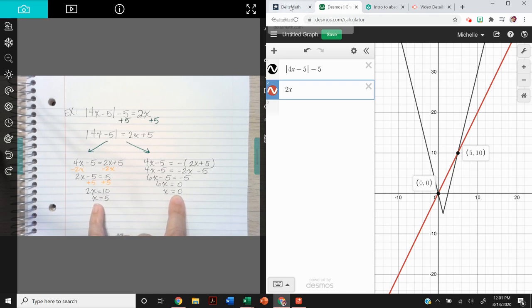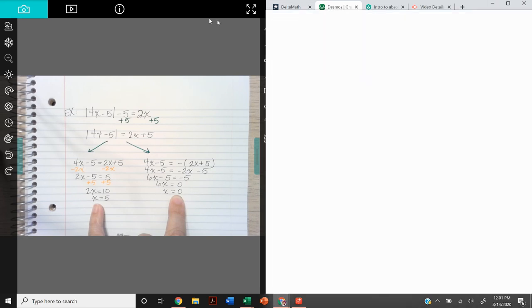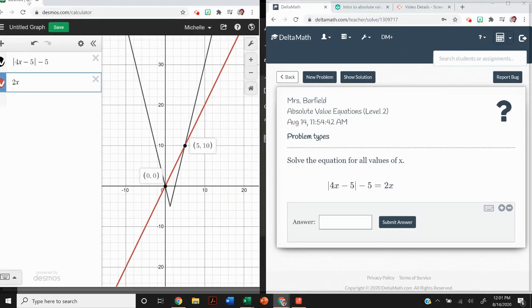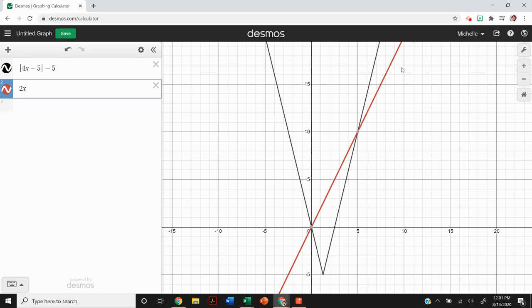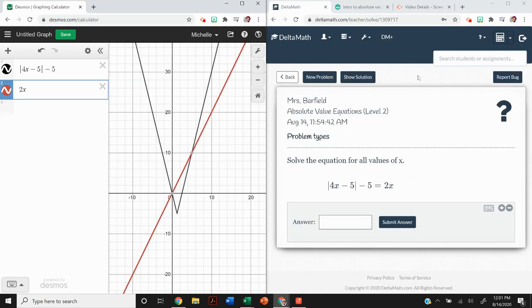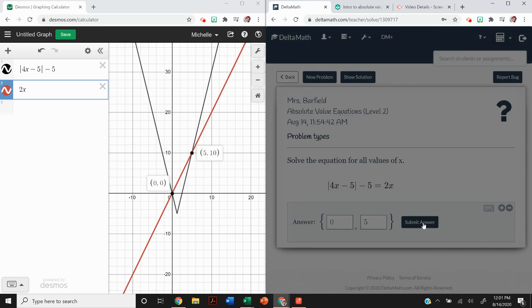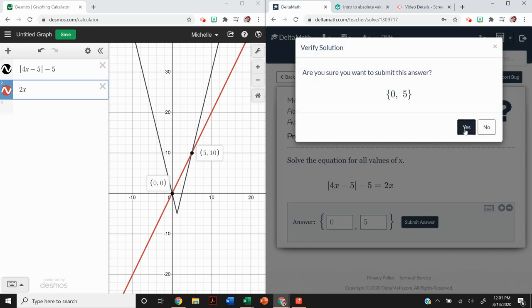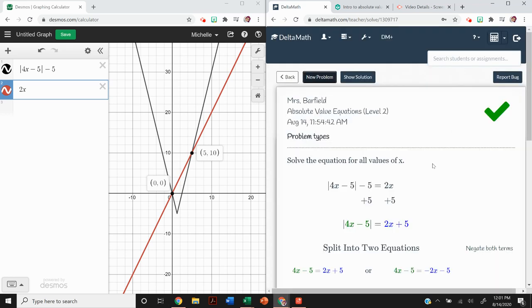Now when I go to Delta Math, let me slide Desmos over here. Oops, didn't work properly. So now I know that I have these two answers. I'm going to type in 0. It doesn't matter which one I type in first, comma, and then 5. And I'll submit my answer. Yes, I got my green check mark.